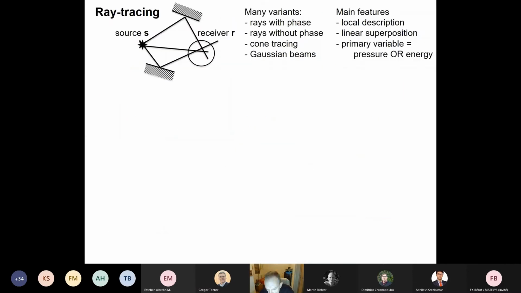So when we speak of geometrical acoustics, there are at least three numerical approaches to solve the geometrical acoustics equations. The most common and well known is, of course, ray tracing, and there exist many variants of ray tracing: rays with phase, without phase, cone tracing, Gaussian beams, and so on. But the main feature is that we have a local description. Again, we have a linear superposition. The primary variable is pressure, the field itself, or energy, depending on whether we have neglected phase or not.